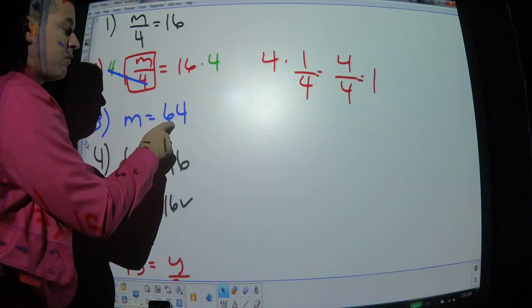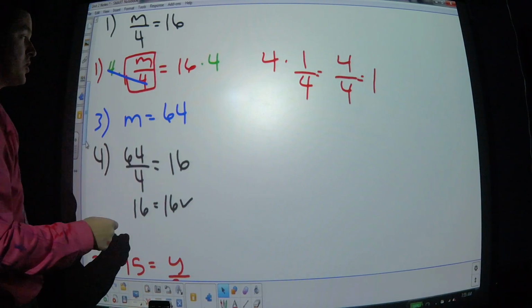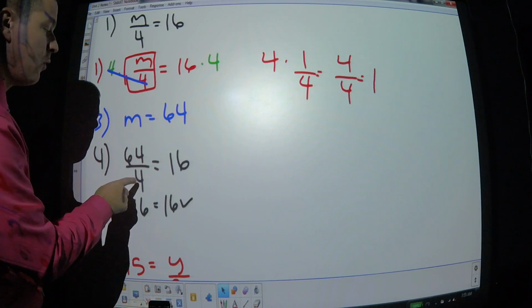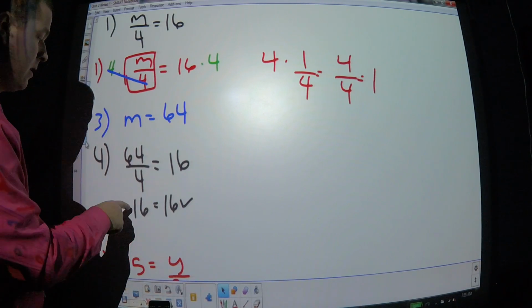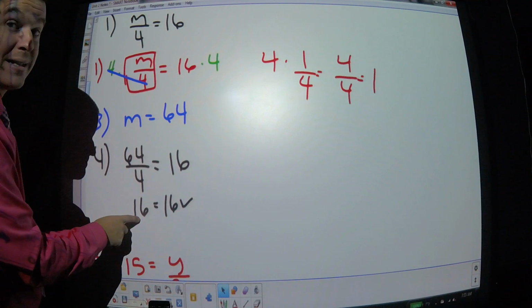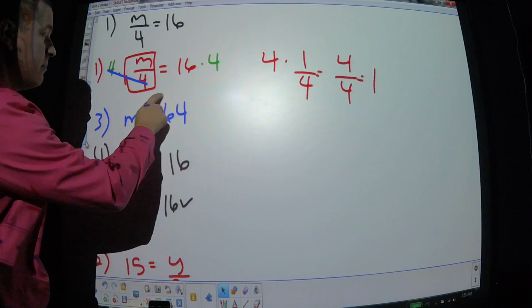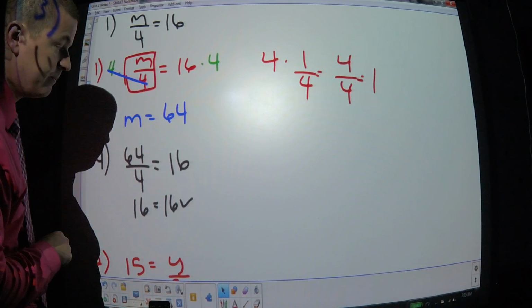Then 16 times 4 is 64. So if you substitute back in, 64 divided by 4 is 16. So therefore, m equal to 64 is our answer. Okay?